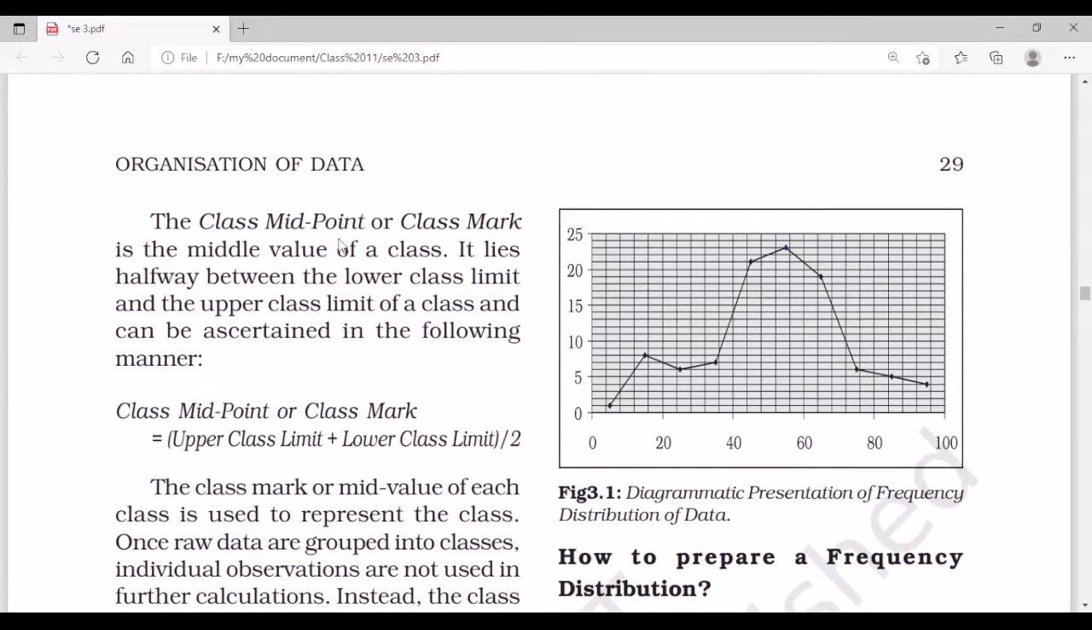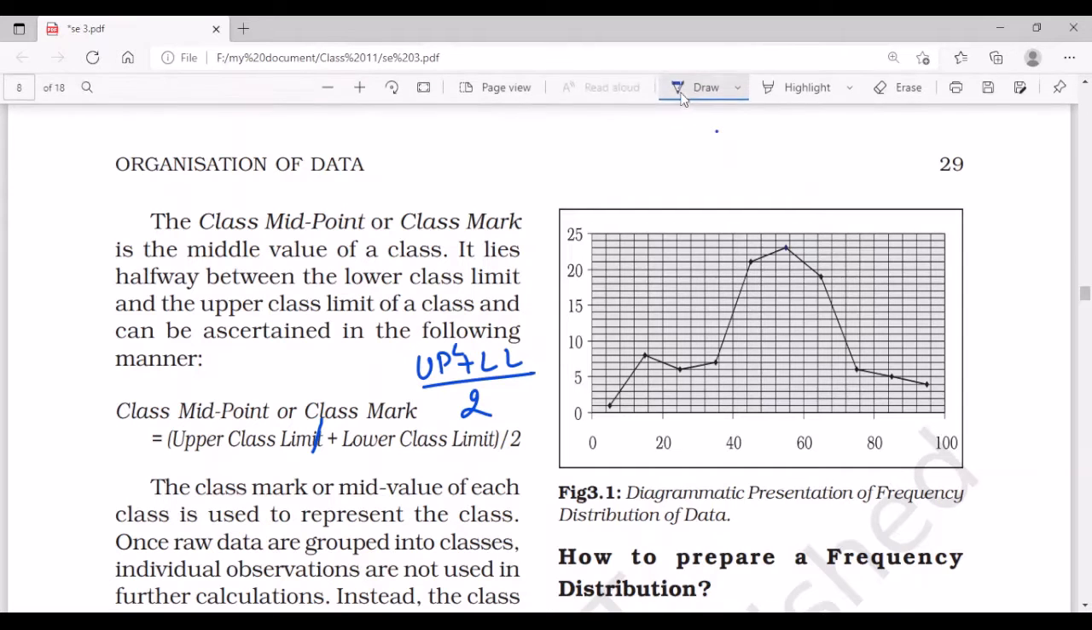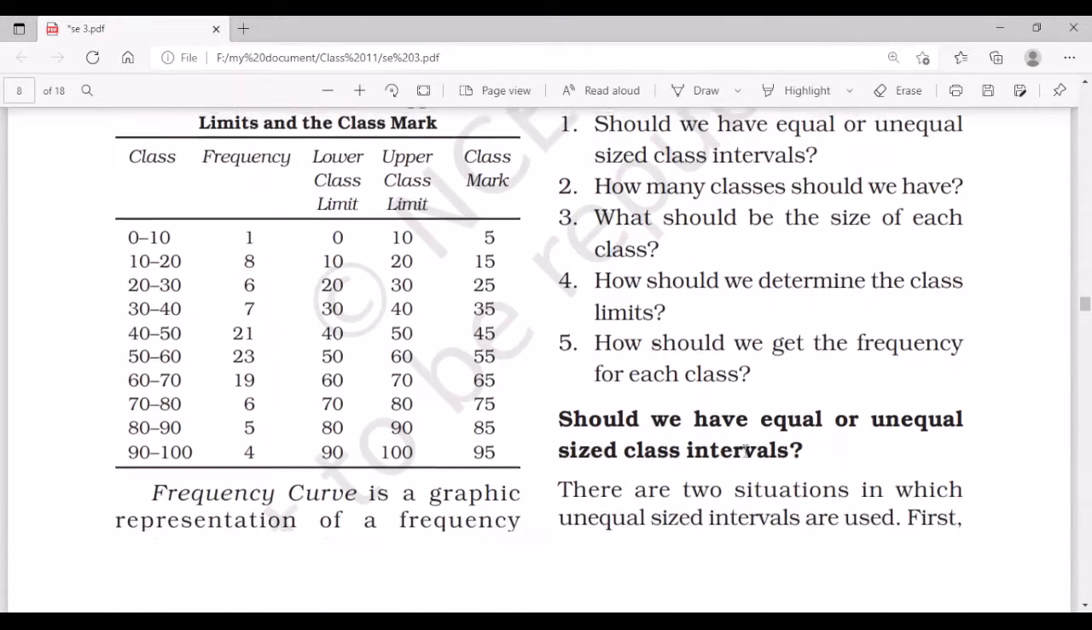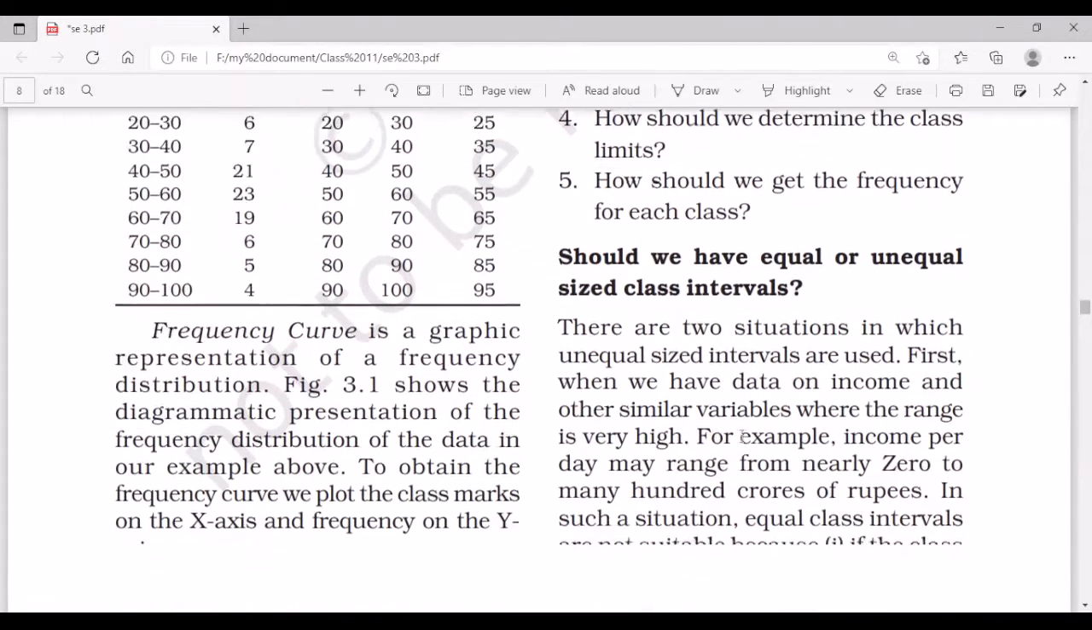Now the class midpoint or class mark is the middle value of a class. It lies halfway between the lower class limit and the upper class limit of a class and can be ascertained in the following manner. Midpoint or the class mark is when we add upper limit to lower limit, divided by 2. Now this is the point where I had stopped our lecture yesterday, as this is an important part, so we need to cover it in the next lecture.